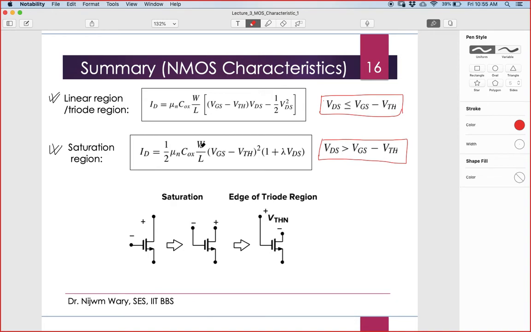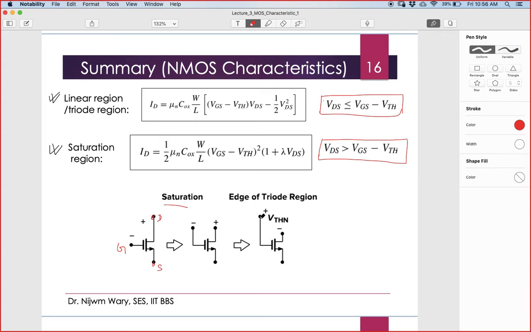But yeah. Now, the saturation region. If you see here, this is the source, this is the drain, and this is the gate, right? Whenever this gate potential is lower than the drain, then we have the saturation region. And when the drain and gate voltages are equal, it is still the saturation region.